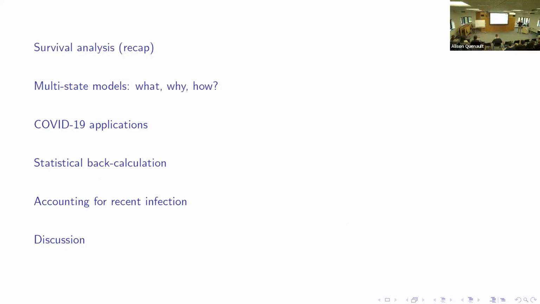So I'm going to talk a little bit about survival analysis, mostly a recap, probably for most people. Multi-state models, what are they? Why? How do we use them? A couple of slides on the applications that I did as part of my PhD into COVID-19, but then mostly focusing on statistical back calculation, which is a method of going from diagnosis data back to instance of an infection. The developments that I made in terms of accounting for recent infection within HIV, and then a discussion.